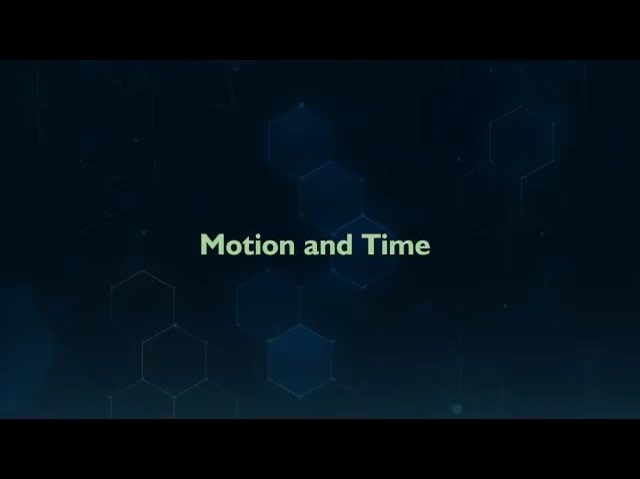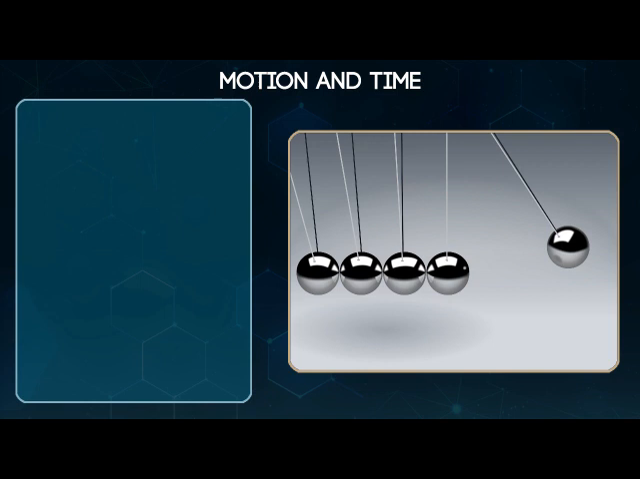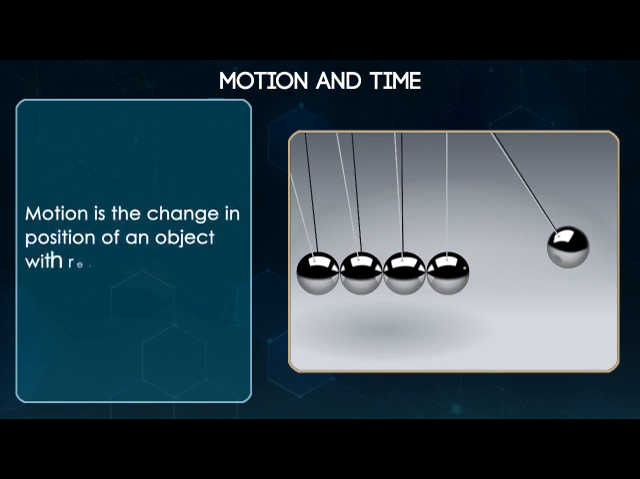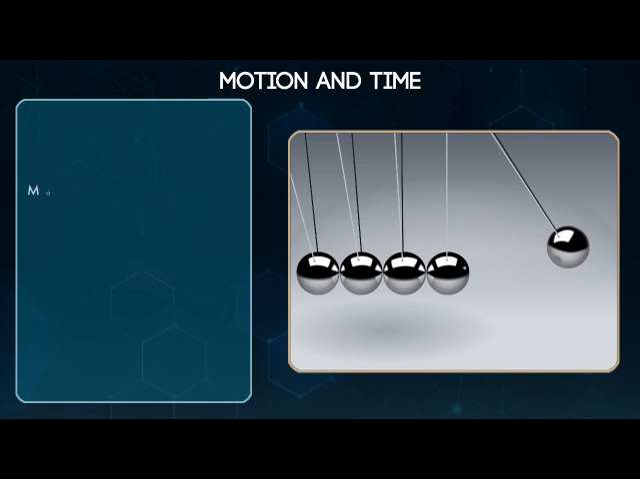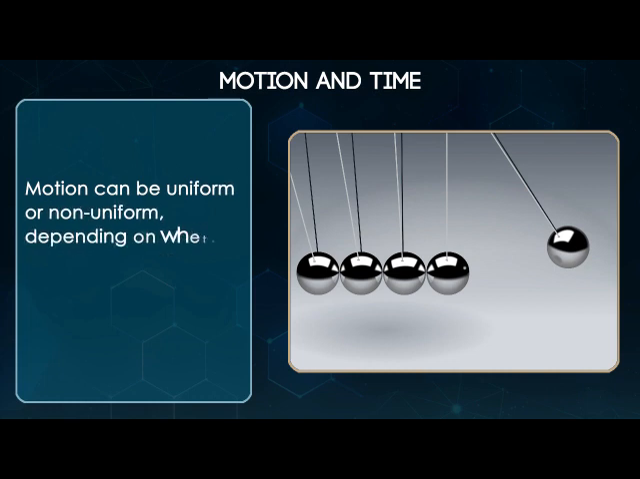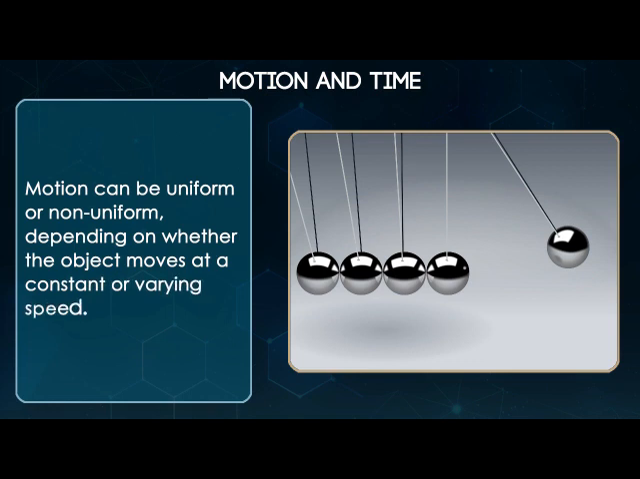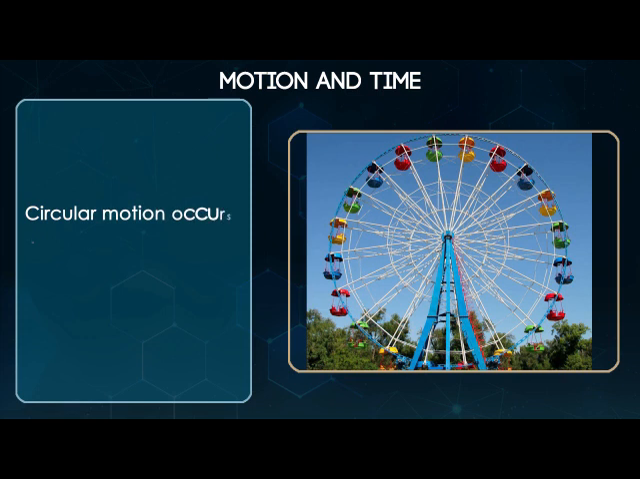Motion and time. Motion is the change in position of an object with respect to time. Motion can be uniform or non-uniform depending on whether the object moves at a constant or varying speed. Circular motion occurs when an object moves in a circular path.